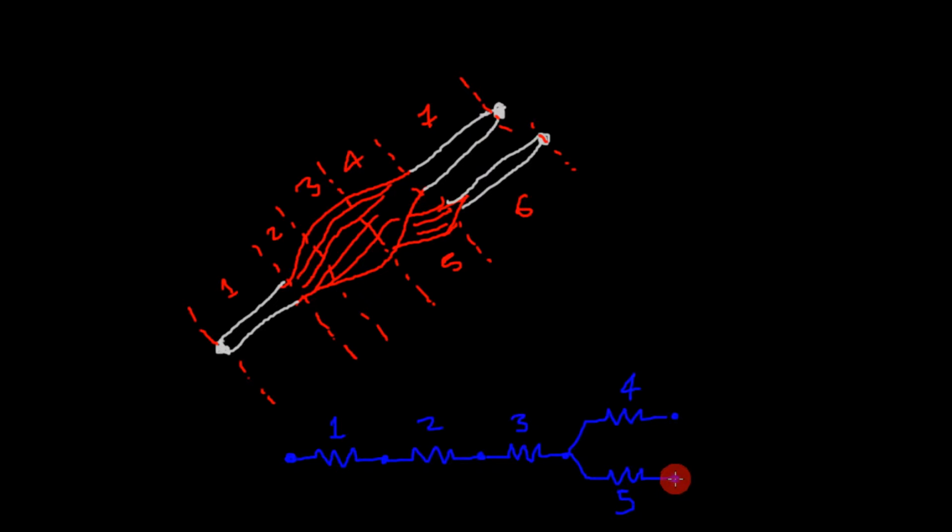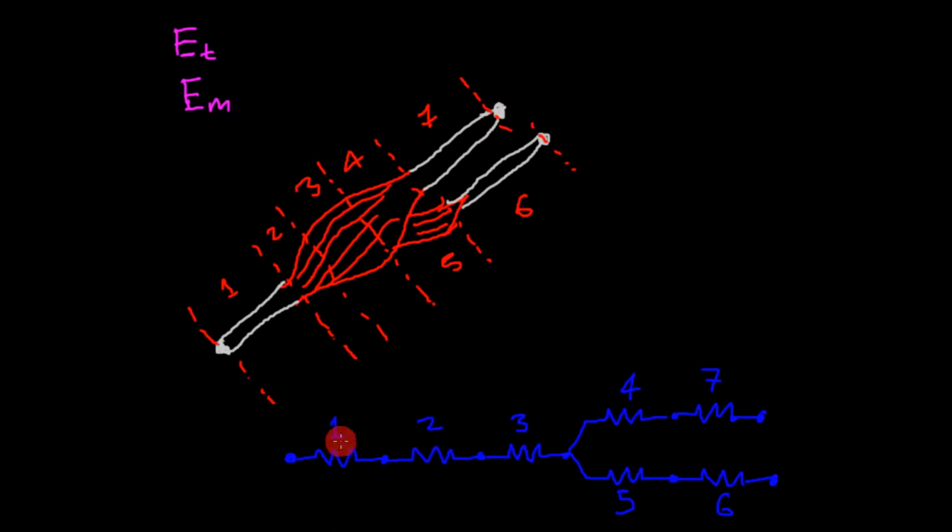Then 4 and 5 have different attachment points through different tendons: 4 attaching to 7, and 5 attaching to 6. Let's say we know the material properties of the tendon, like E tendon, and we know the material properties of a muscle fiber, so let's call it E muscle.